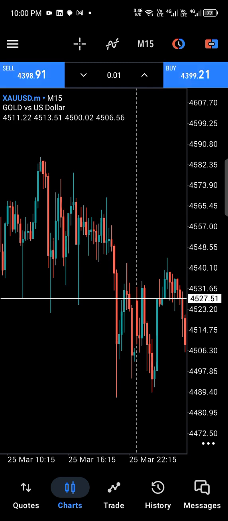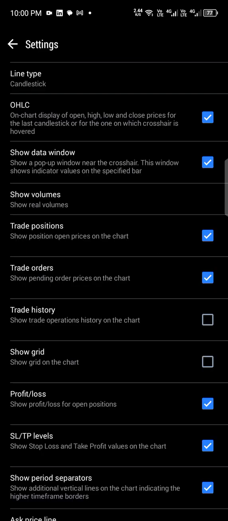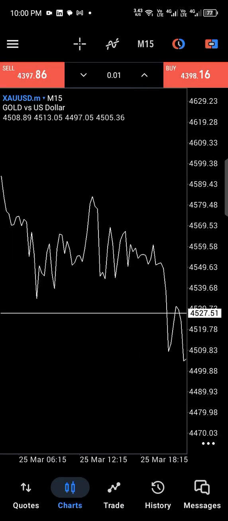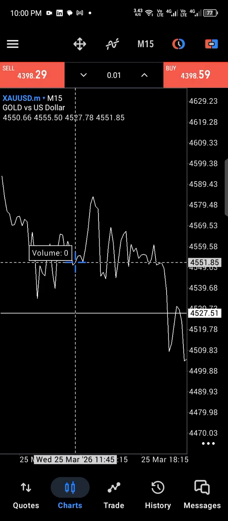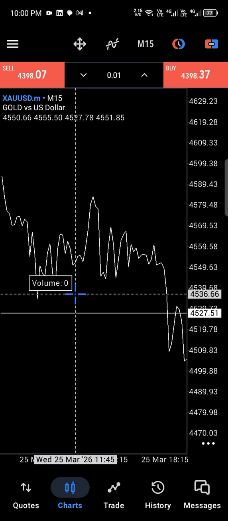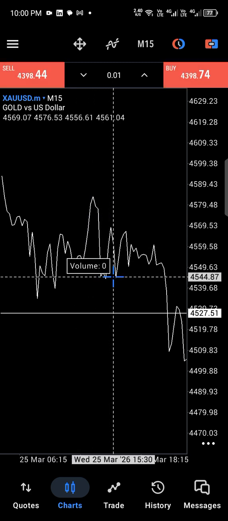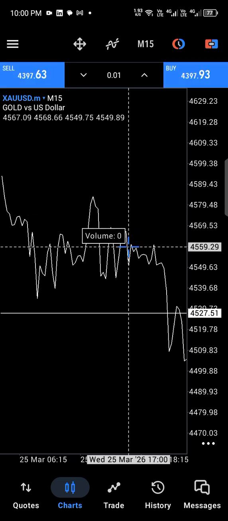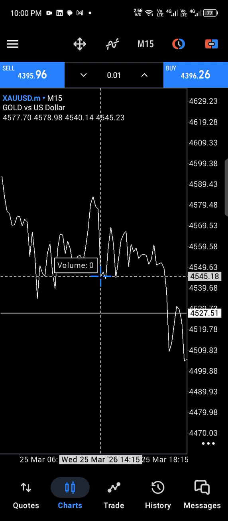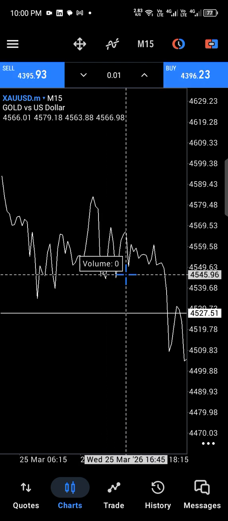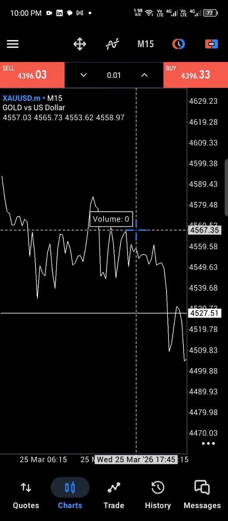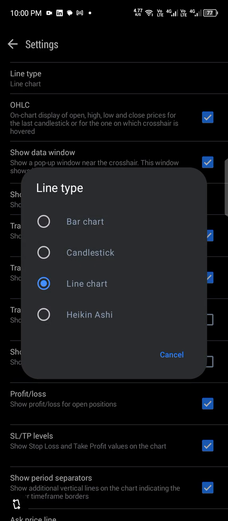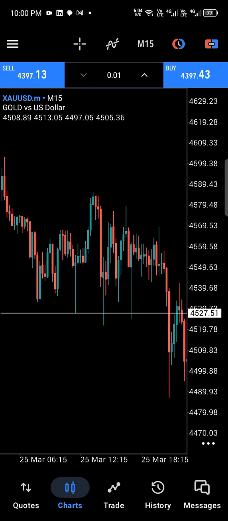And how are you going to get the V and A levels? This is where you're going to find line type, then line chart. This is a V level, V level, A level, V level, V level, V level, A level, A level, A level, V level. So the V levels are the supports and the A levels are the resistance. We together? Now let's go back to the candlesticks.